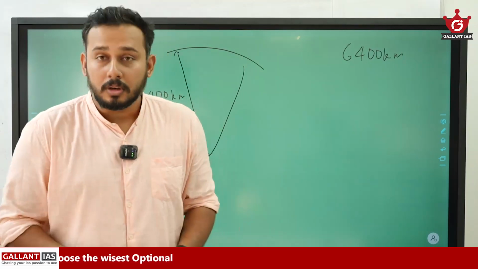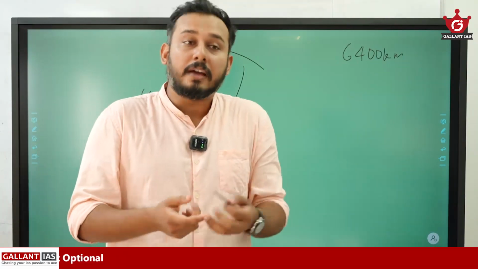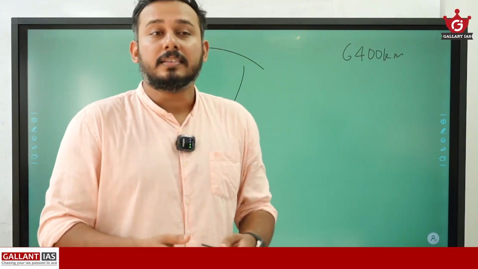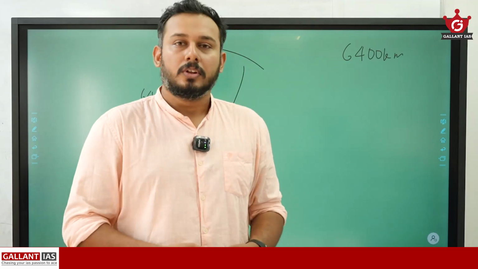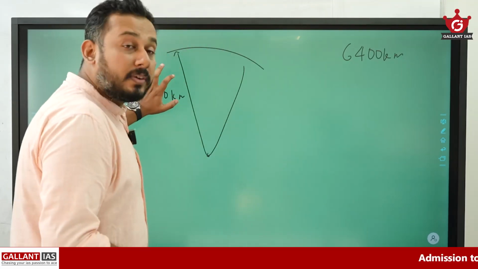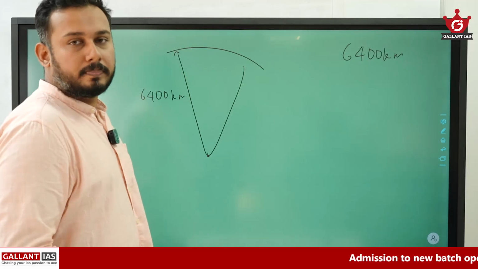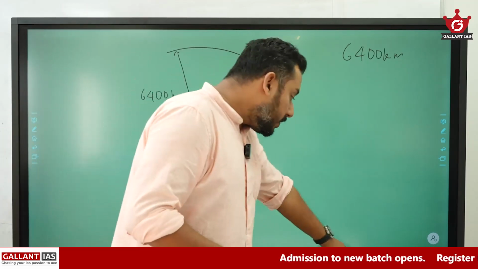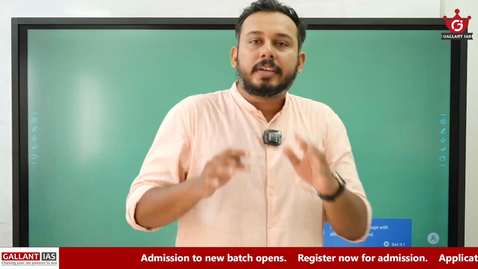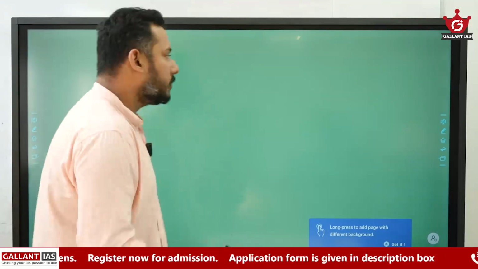The deepest man-made hole ever made was in Russia. That is around 12 kilometers deep. So 12 kilometers is very little when compared to the 6,400 kilometers. So there are several sources that provide us information regarding Earth's interior. We can classify these sources into two: direct sources and indirect sources.